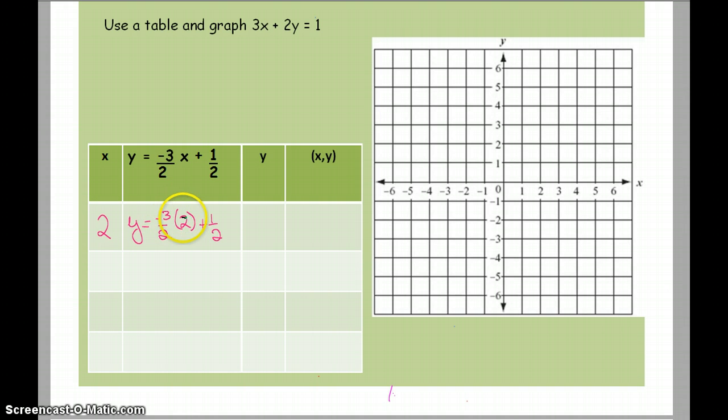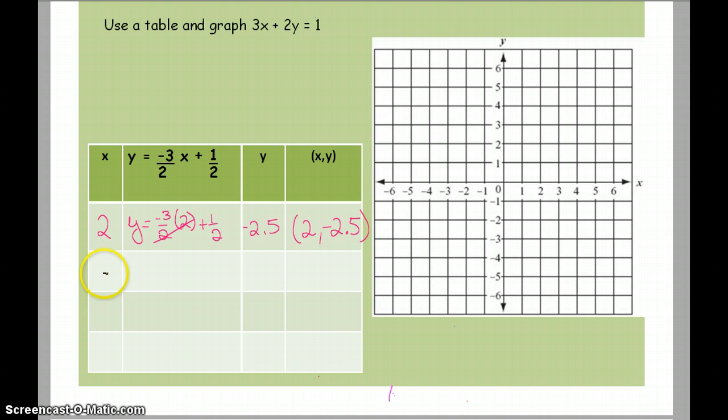A negative times a positive is going to give me a negative. My 2's cancel. Now I have negative 3 plus 1/2. I'm going to take the small number from the large number and keep the sign of the large. So 3 minus 1/2 is going to give me 2.5. 3 is larger, so it's negative. So my point is (2, -2.5).